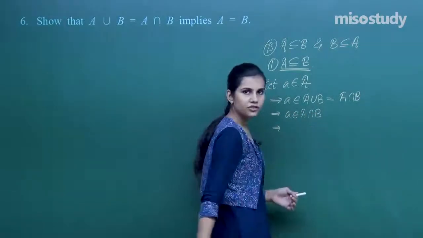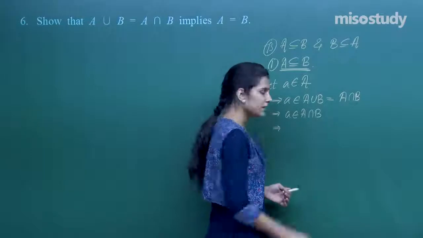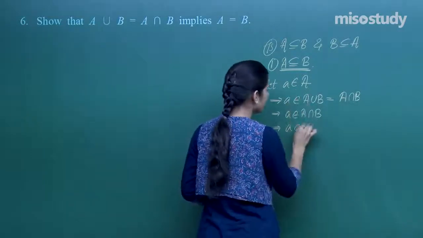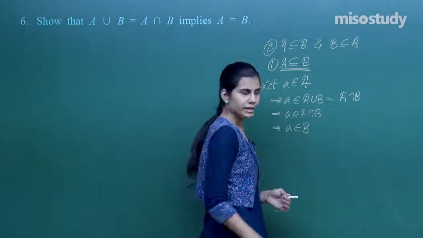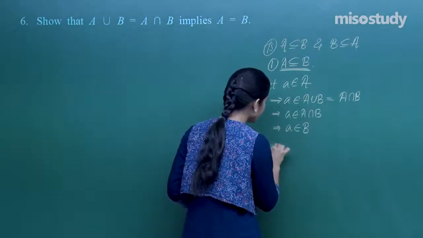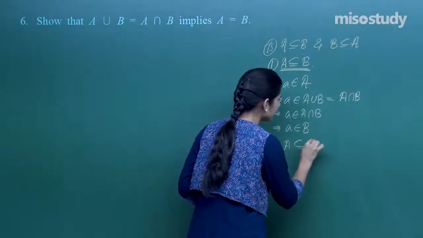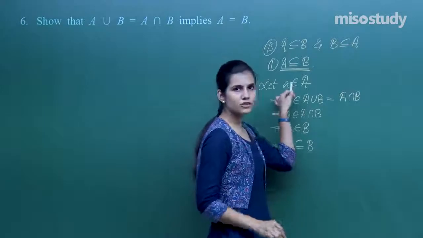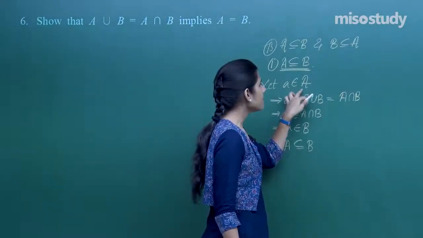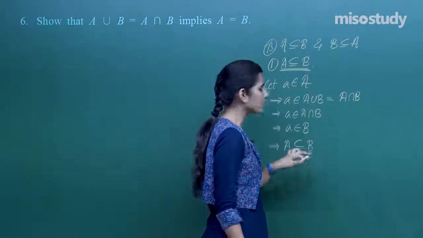If a is in A intersection B, that means it is a common member of A and B. That means it is not just in A, but it is in B also. It was in A, now it is in B. This implies A is contained in B, because small a was arbitrarily chosen from capital A. That means every member which is in capital A is also in capital B, so A is contained in B.